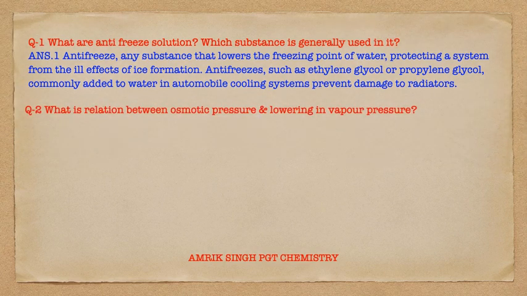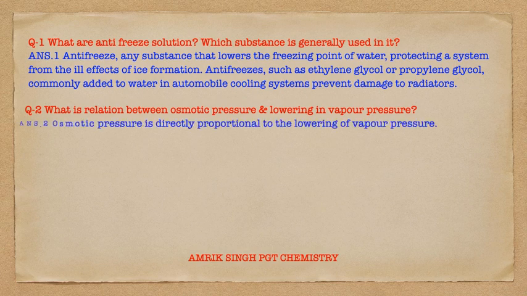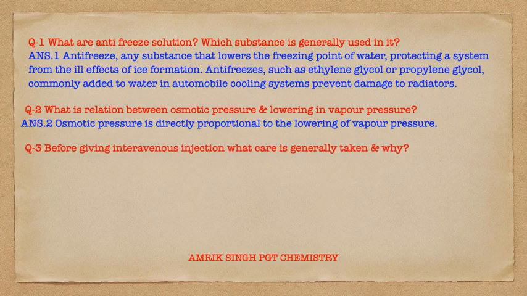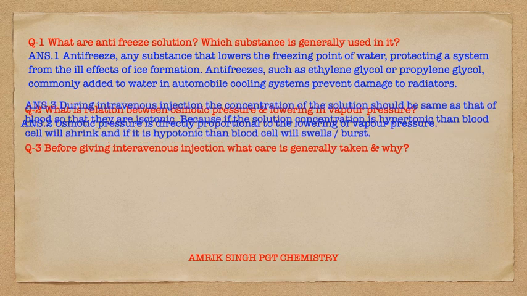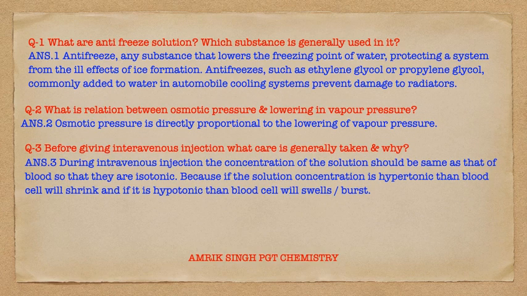radiators. Question number 2. What is the relation between osmotic pressure and lowering in vapor pressure? Answer: osmotic pressure is directly proportional to lowering of vapor pressure. Question number 3. Before giving an intravenous injection, what care is generally taken and why? Answer: during intravenous injection, the concentration of the solution should be the same as that of blood so that they are isotonic. Because if the solution concentration is hypertonic, then blood cells will shrink, and if it is hypotonic, then blood cells will swell or burst.